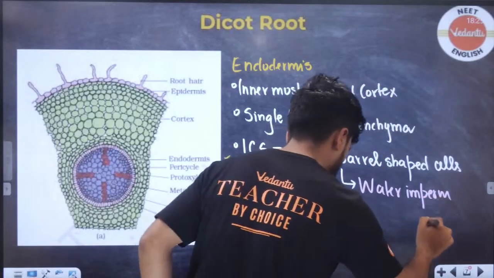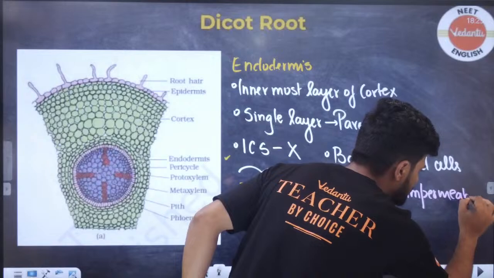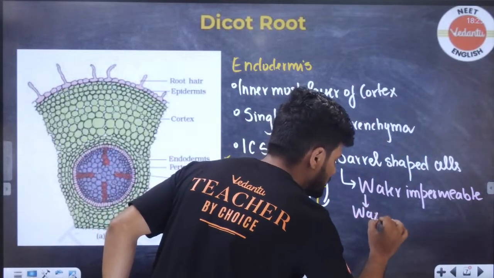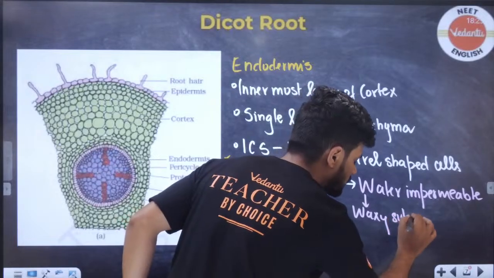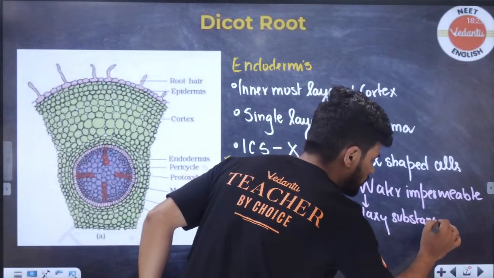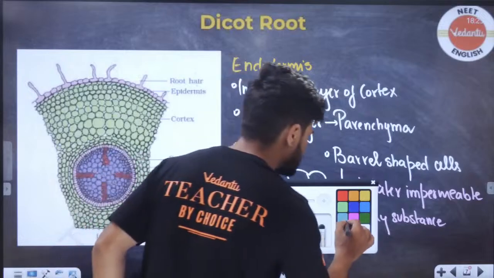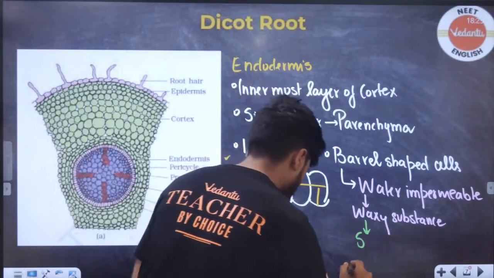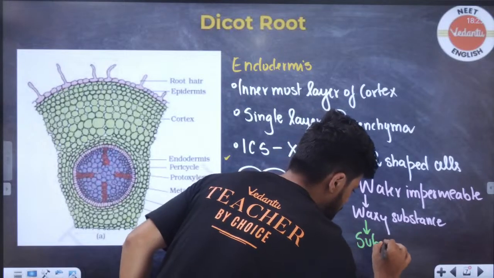Water impermeable substance, a waxy substance, called as suberin depositions. They're called as what? Suberin depositions. Okay, suberin depositions.